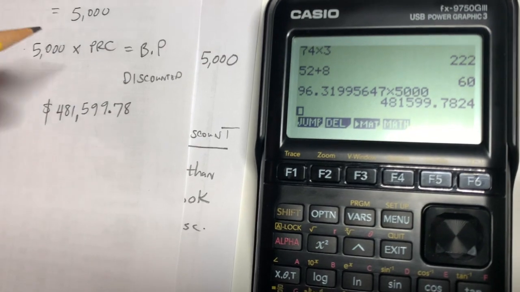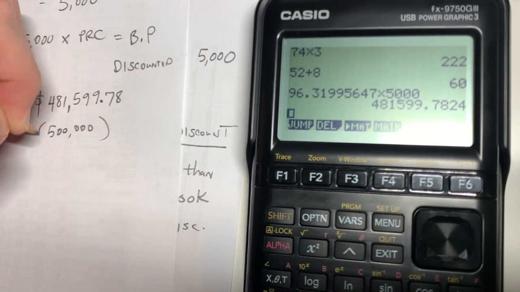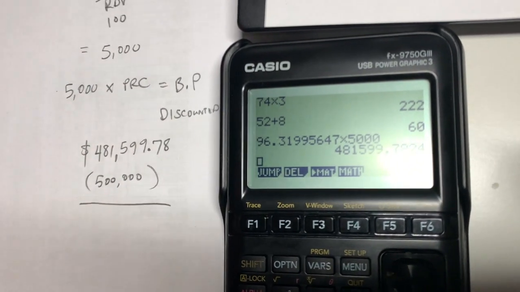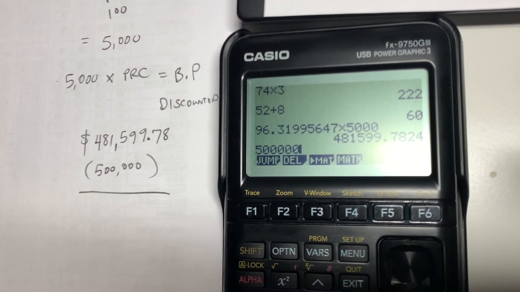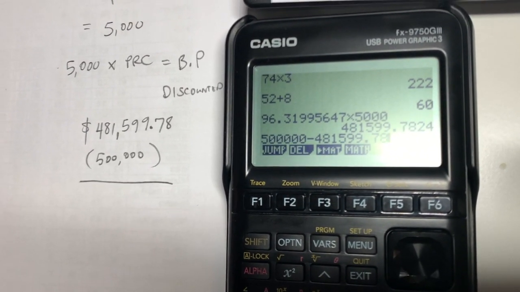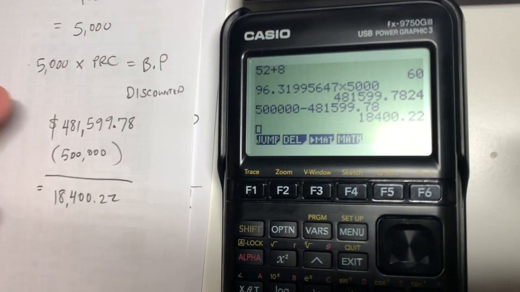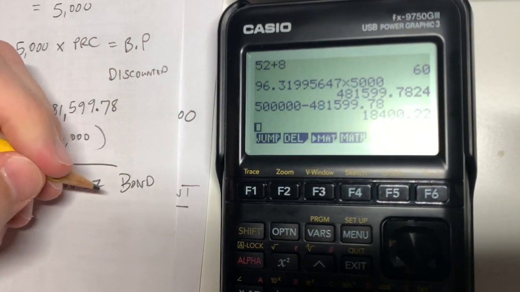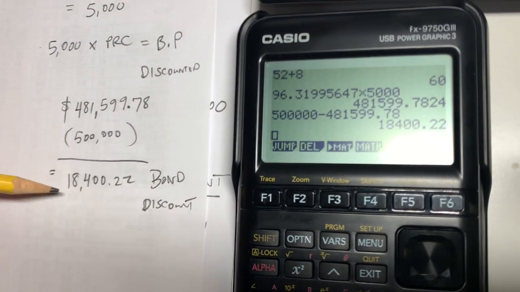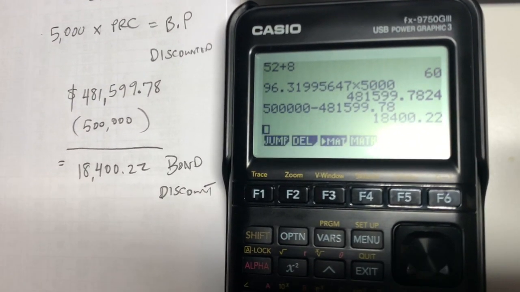It's going to be very close, but it may not be right on the nose, so just keep that in mind. And then if we take our $500,000 and subtract that, let's just do it here. So 500,000 minus your 481,599.78 gives us a value of 18,400.22, and that is your bond discount. So the person that Mather Corporation has sold this bond to has gotten an $18,400 discount on the price of the bond because the bond only yielded 11% instead of the market rate of 12%.